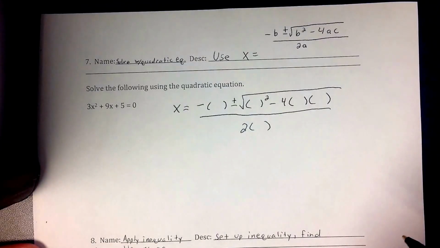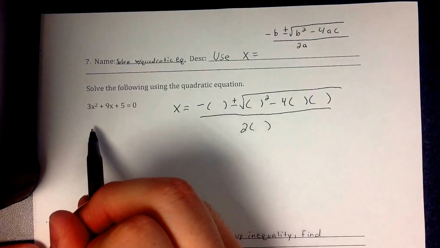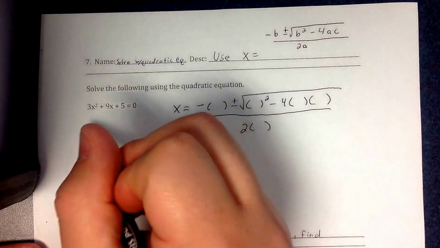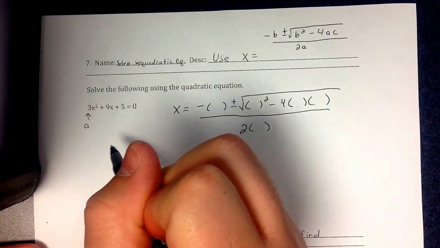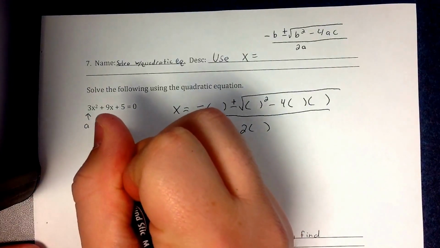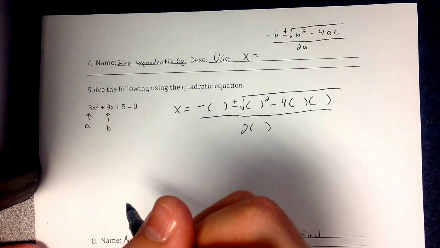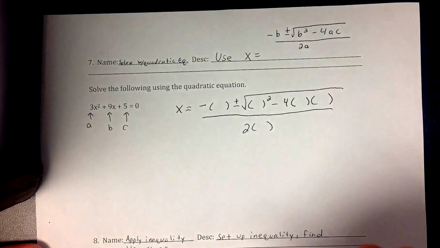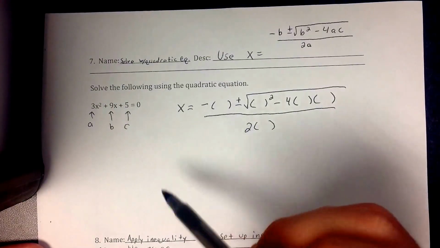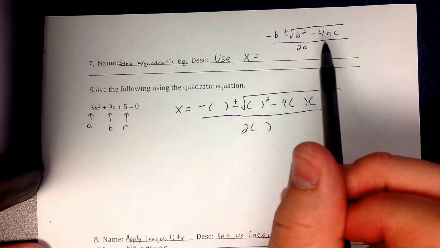Now again, the a, b, and c comes from back over here where we got it set equal to 0. A is still the number in front of x squared, which would be 3. B is still the number in front of x, which is 9. And c is your constant, which is 5. So now we just got to put these numbers in the appropriate spots.